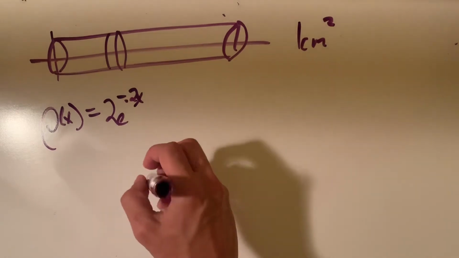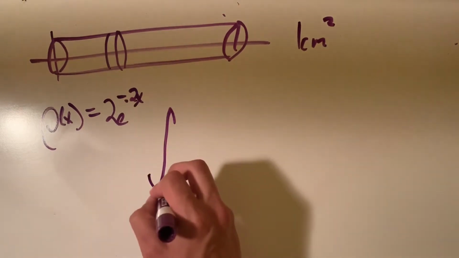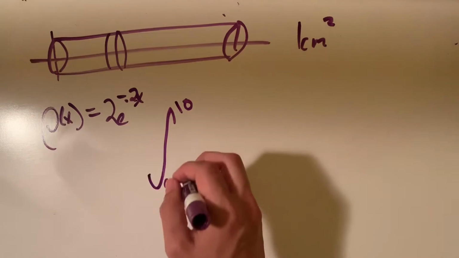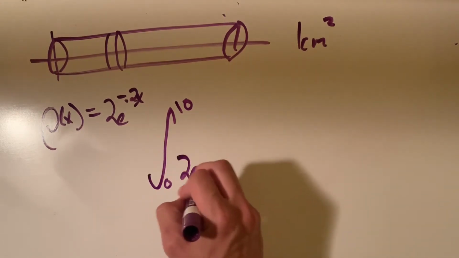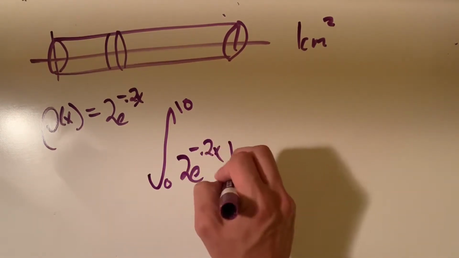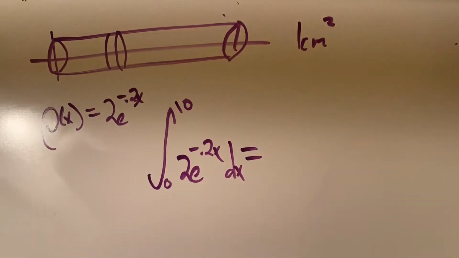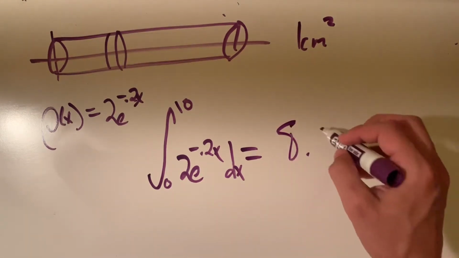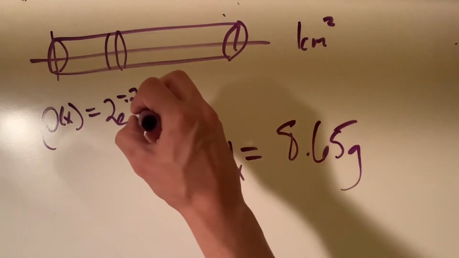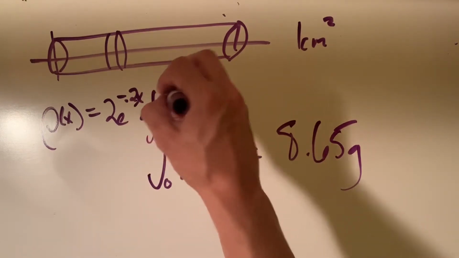So we are left with that equaling the integral from 0 to 10 of rho of x, which is 2e to the negative 0.2x dx. And at this point, we know how to do anti-differentiation, so we can use technology. And this then equals 8.65 grams, given that this is grams per centimeters cubed.